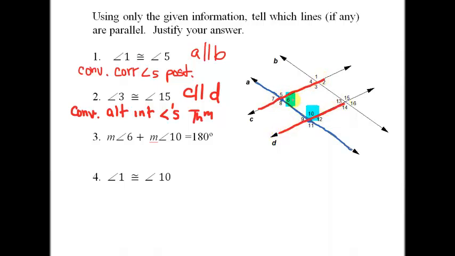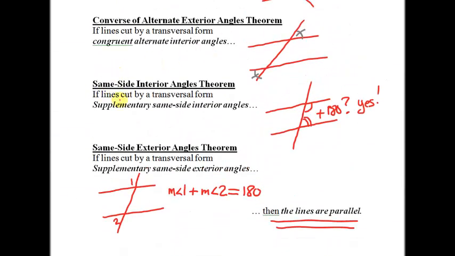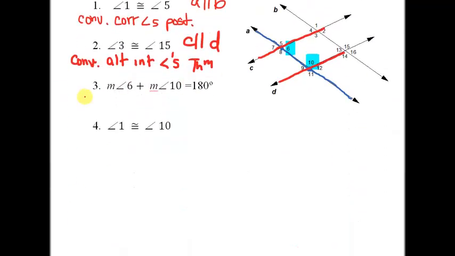Alrighty, so 6 and 10 look like they're on the same side of the transversal and they're interior angles to the red line. So these would be called same side interiors. If you check your theorem, let's just whip it up here. The same side interior angles theorem says that the same side interior angles need to be supplementary. Do they add to 180? We said yes. And so our answer for this is going to be justified with the same side interior angles.